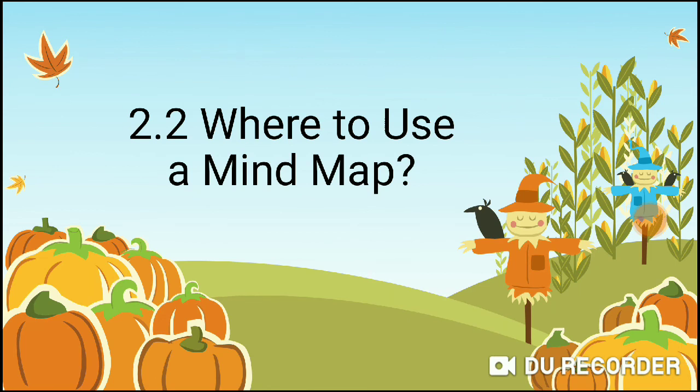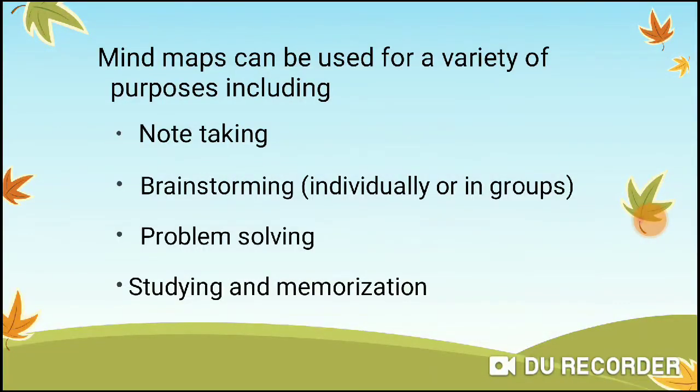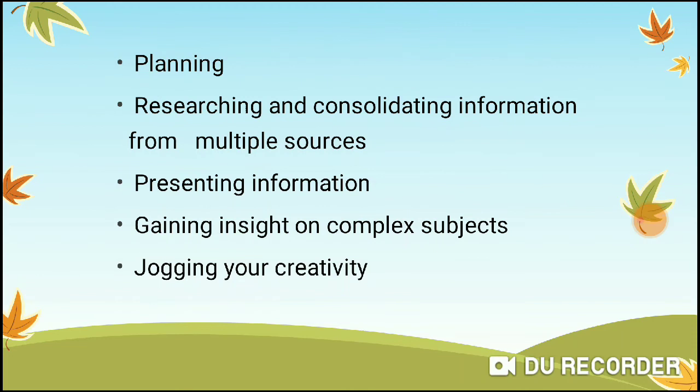So now we understand how it is effective. Now the question is where to use a mind map. What are the places? A mind map can be used for a variety of purposes, like note taking, brainstorming (we discussed what brainstorming is), problem solving, studying and memorization, planning, research and consolidating information from multiple sources, presenting your information, gaining insight on complex subjects. If it is very complex, this mind map will help you. It also jogs your creativity to be more creative.